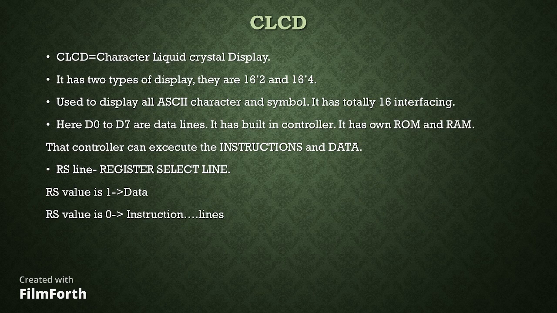We all know it as LCD. It has two types of display, 16x2 and 16x4. It is used to display all ASCII characters and symbols. It has 16 pins in total for interfacing. Here, D0 to D7 are data lines. It has a built-in controller, with its own ROM and RAM. That controller can execute the instructions and data.